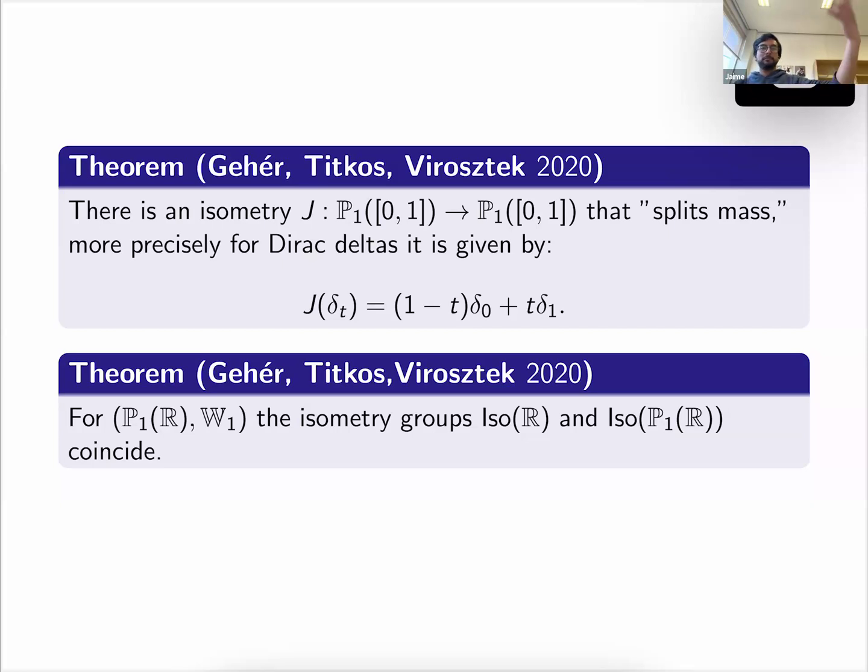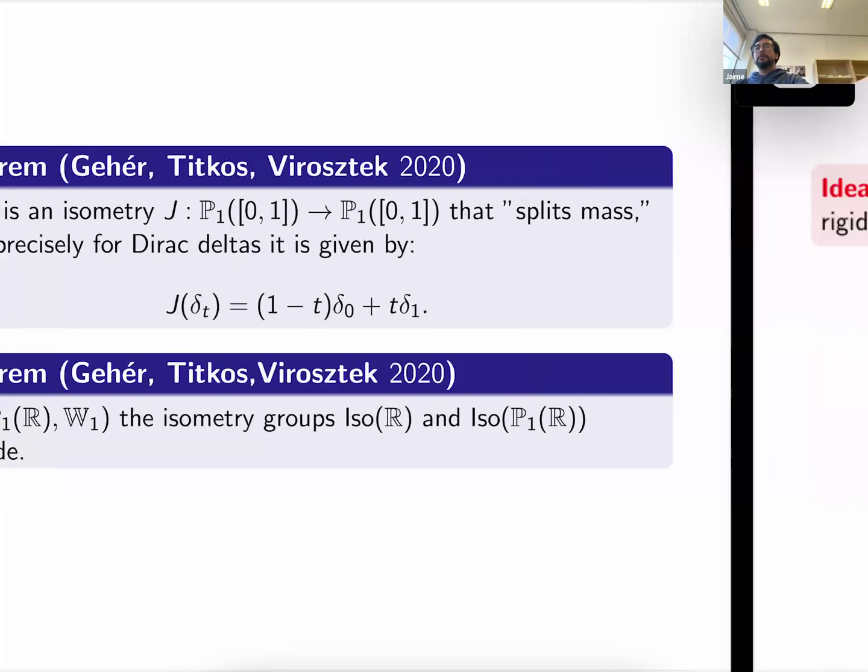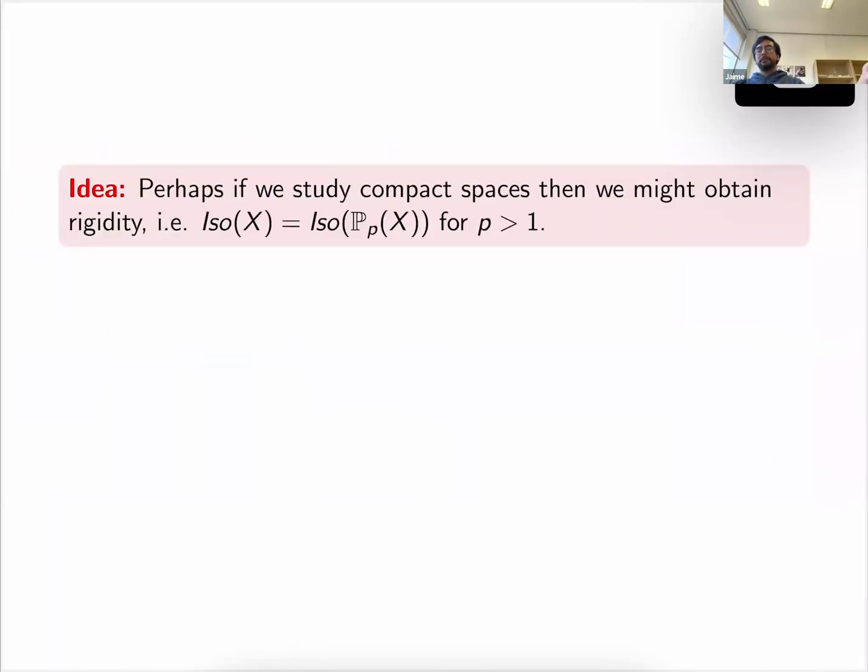So this was known in the literature. What one does, or at least what I came up with, is that maybe one can study compact spaces, and then maybe one can expect rigidity, but you take p strictly greater than 1. Maybe then you cannot have this mass going towards infinity, obviously. And if you take p strictly greater than 1, then you have a bit more control about how geodesics look in the Wasserstein space. Okay, this is the setting.